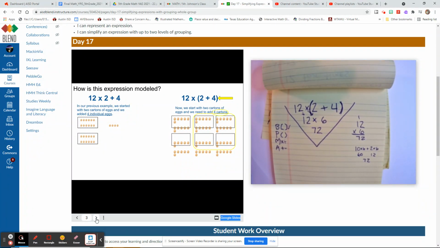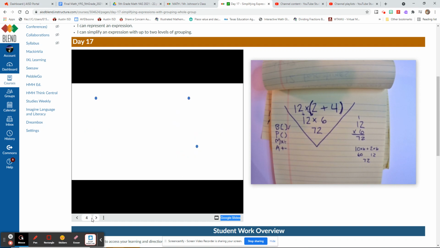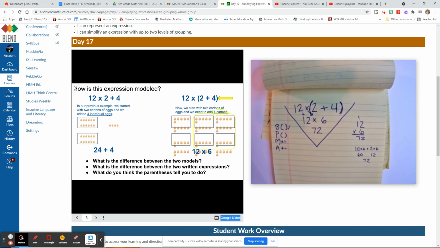Remember on this last part, basically the difference with this is we got the groups together. So instead of 12 times 2 equaling 24 and then adding 4 more, this time we added 2 plus 4 as our first step, getting 6, and then multiplied that times 12. So on the second one, we got 72 eggs. On the first one, we only got 28 eggs.